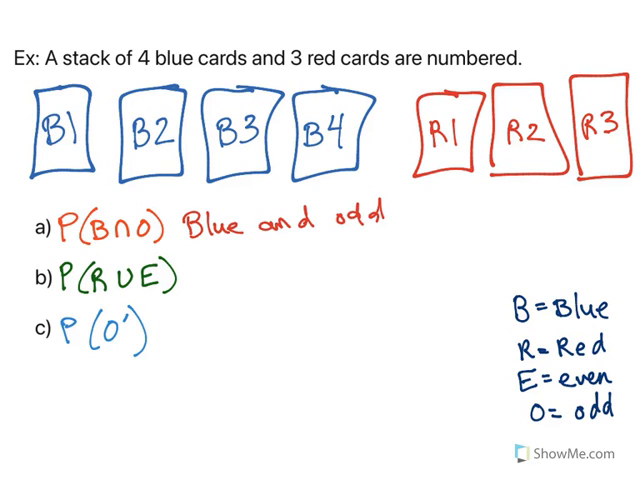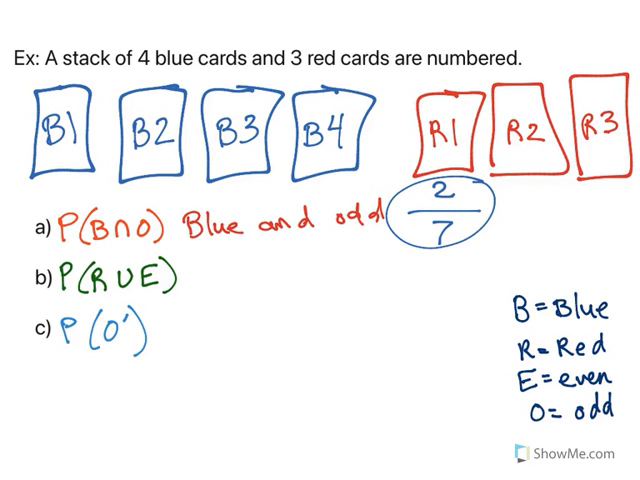So how many cards? Remember, probability is the desired, what we want, over the total. Well, we have 7 total cards. So our denominator will be 7. But blue and odd. How many blue cards are also odd numbers? Well, that would be B1 and B3. So there's 2. So our probability would be 2 over 7. Great. Let's look at the next one.